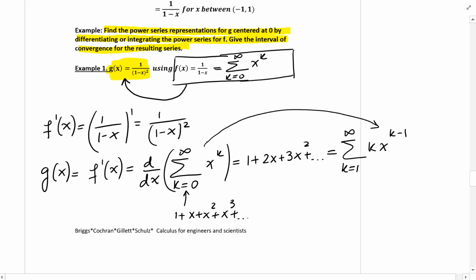which is exactly differentiating this piece directly. So in other words, again, what is the power series for g of x? The power series for g of x is exactly this sum here, the sum as k equals 1 to infinity of k x to the k minus 1.